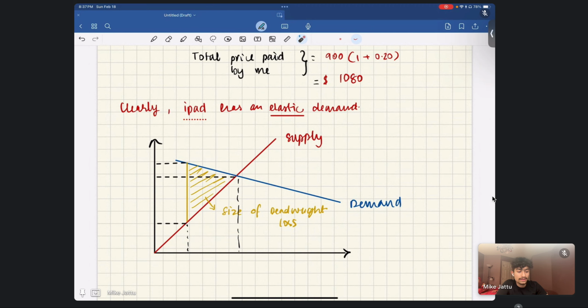Hence, due to this drastic reduction in demand, the size of the deadweight loss would be really big. Hence, yeah, that's my video.